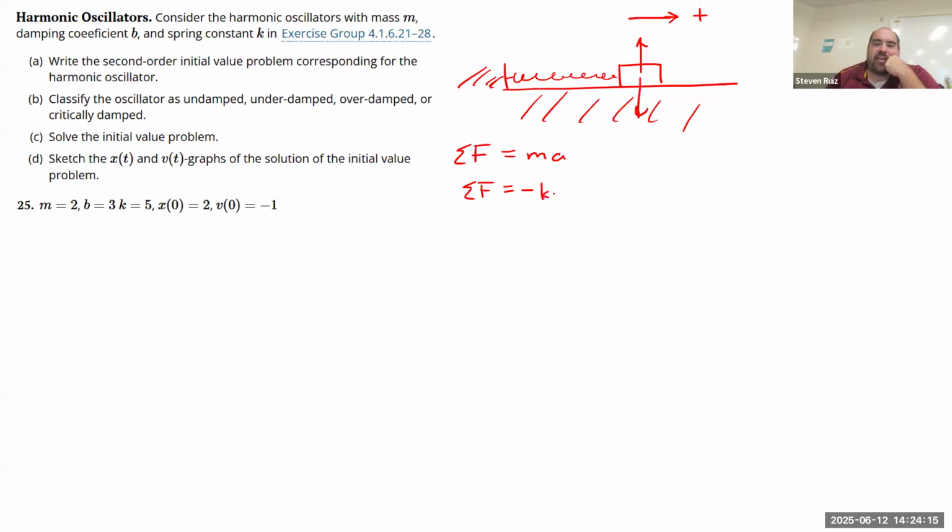So basically, the higher k is, the stiffer the spring is, the harder it is to compress or extend the spring. The reason I'm saying negative is because that force always acts in the opposite direction of however the spring is deformed. If you've compressed the spring, then the spring will want to extend, and vice versa.